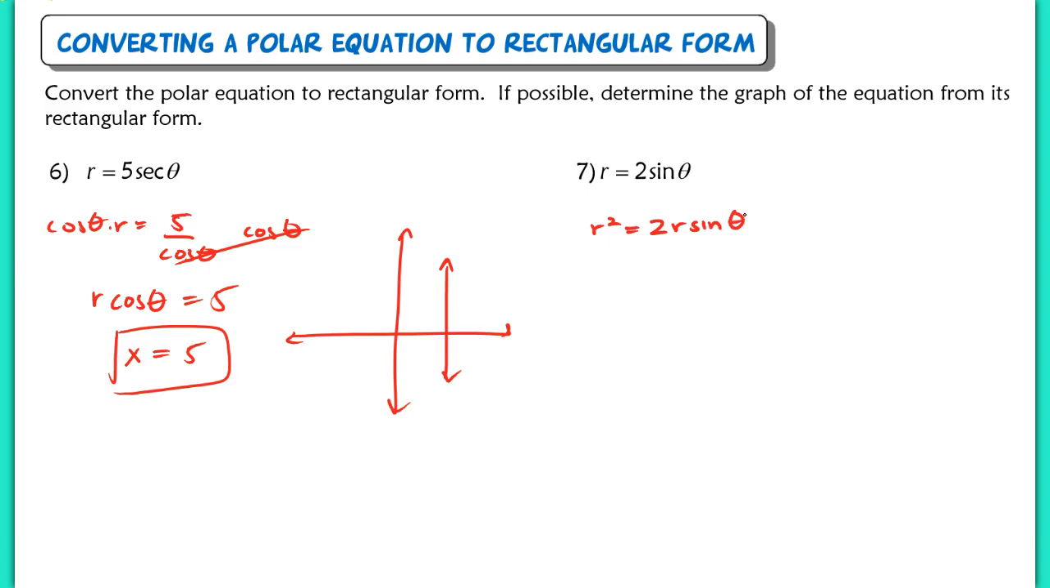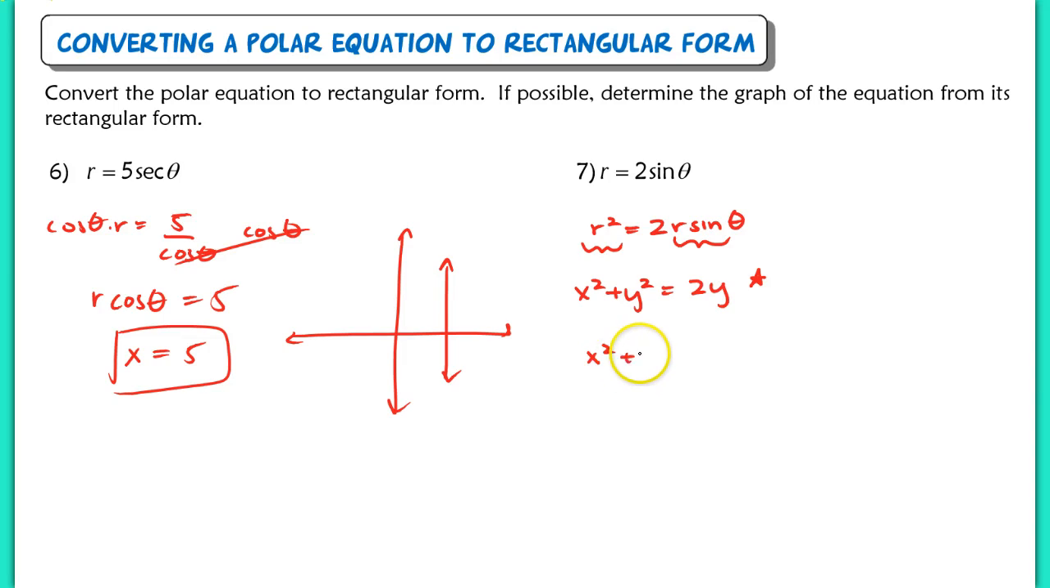Now, whenever you convert from polar to rectangular form, your goal is to no longer see theta or r. So we want to see only x and y. Well, on the left-hand side, that's equivalent to x squared plus y squared. And on the right-hand side, r sine theta is what we were going for here. We end up with 2y. Now, this is definitely in rectangular form, but it's not quite as easy to see what the graph of this equation looks like.